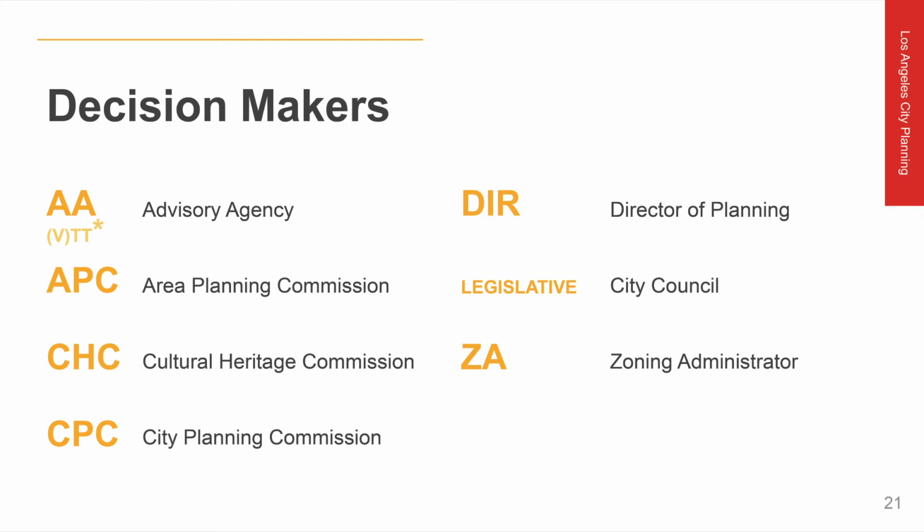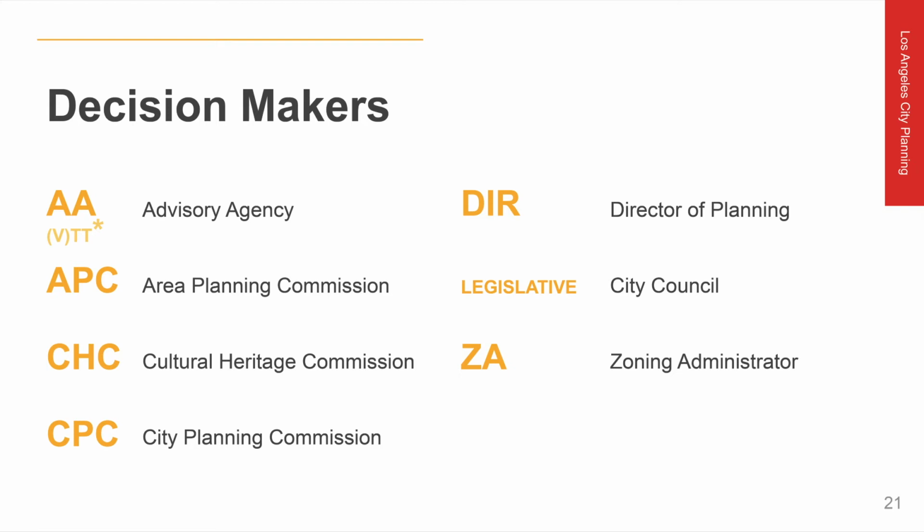CPC. We have a City Planning Commission, which considers more complex development projects that are proposed citywide, as well as makes recommendations on larger scale legislative approvals like zone changes and general plan amendments that require city council approval. DIR. The Director of Planning or their designee considers land use applications such as density bonus, specific plan project permit compliance, site plan review, and transit-oriented community project requests. ZA, the Office of Zoning Administration, decides on certain planning entitlements.